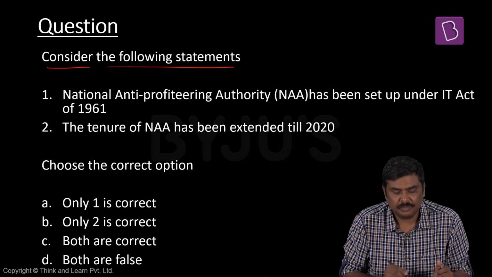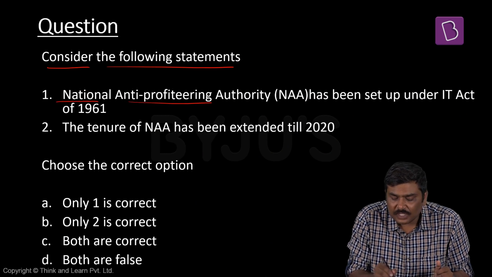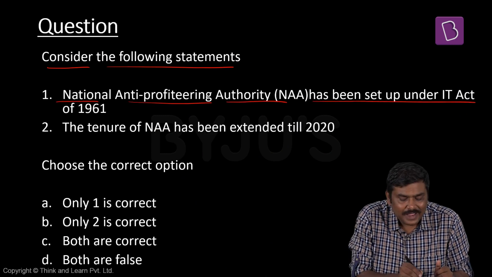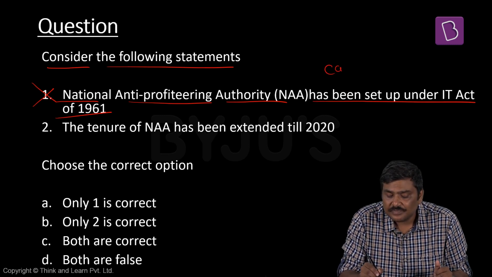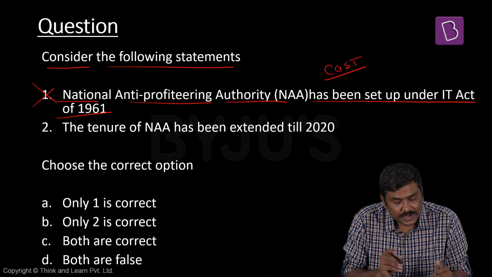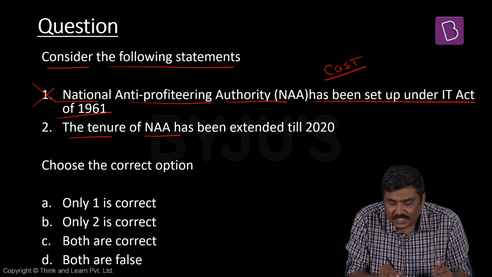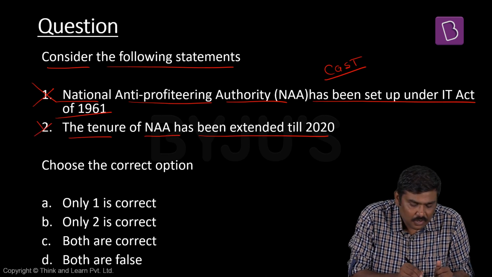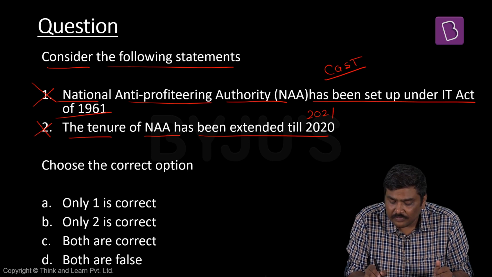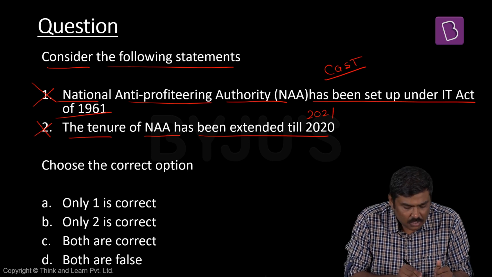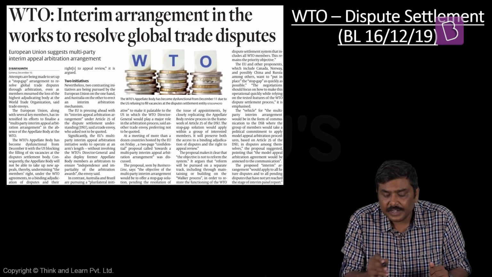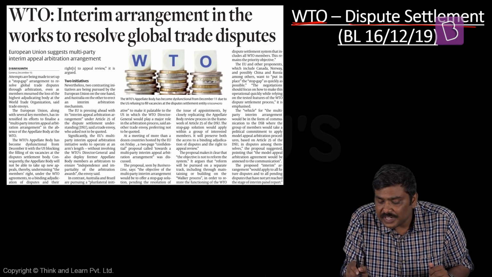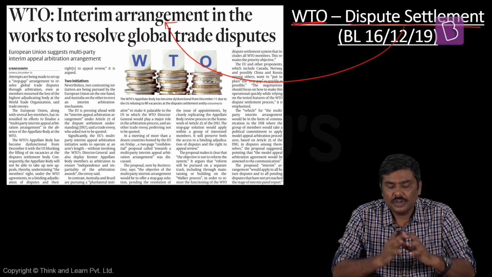Consider the following statements. First, the National Anti-Profiteering Authority has been set up under the IT Act of 1961. Wrong. It is set up under the CGST. Second, the tenure of NAA has been extended till 2020. Again wrong. It is till 2021. So both the statements are wrong. The right option will be option D, both are false. The next article is related to the dispute settlement under the ambit of WTO.